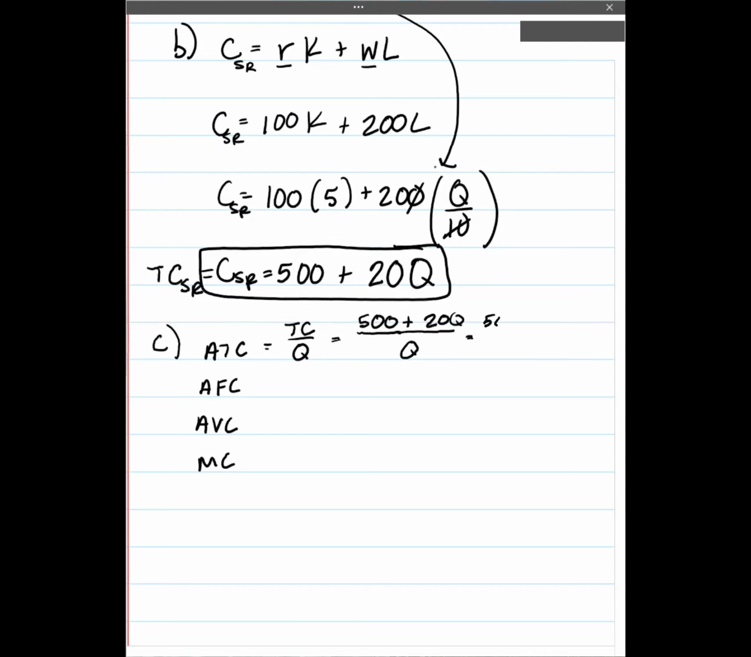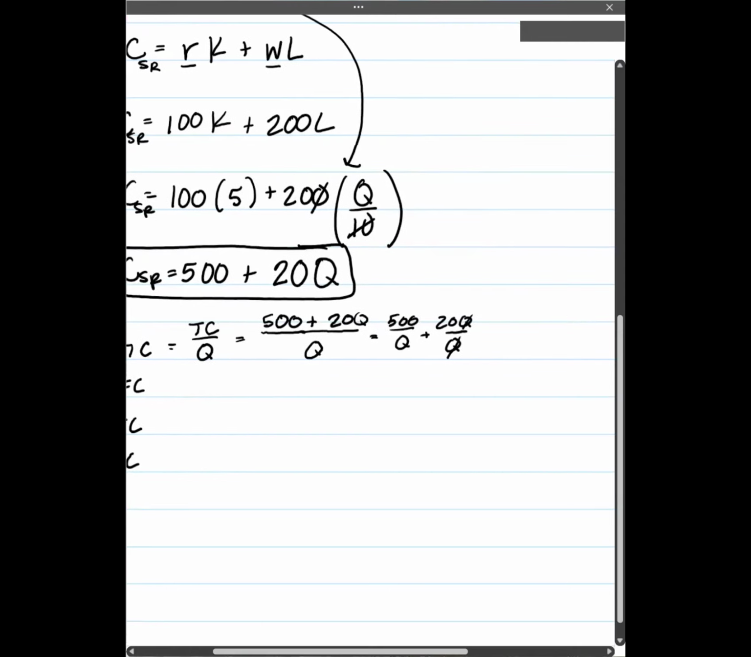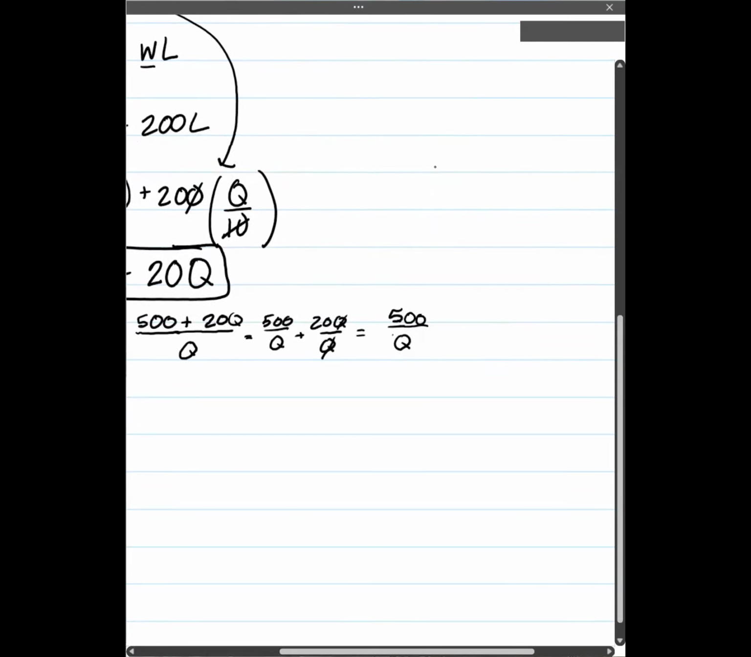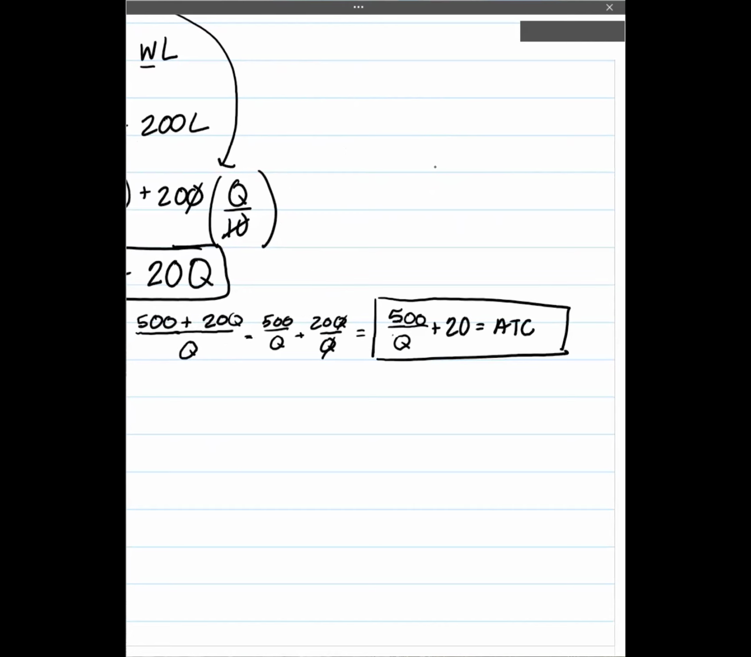We can break this up. So it's 500 over Q plus 20 times Q over Q. In that second term, the output variables cancel out, and we're left with 500 over quantity plus 20 is equal to average total costs. There's our answer for average total costs.